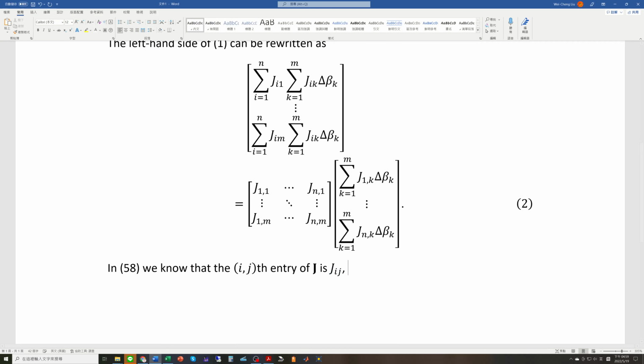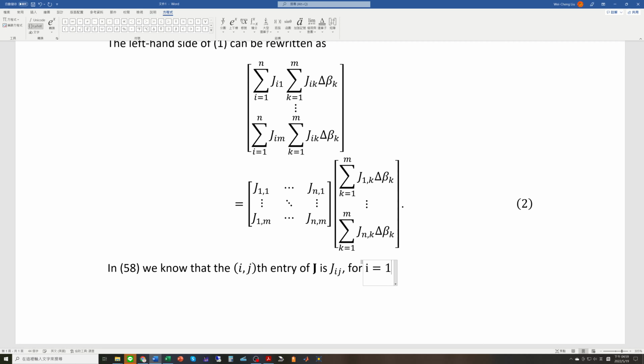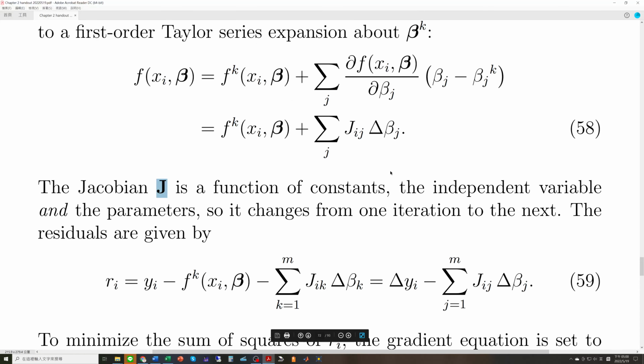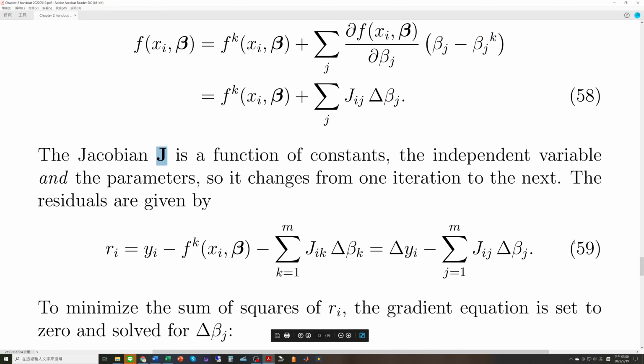For i is equal to 1 to n, because from this summation we can know that the range of i is from 1 to n. And j is equal to 1 to m. Why do we know j is equal to 1 to m? Please see the handout. In equation 59, we can see that j is equal to 1 to m.